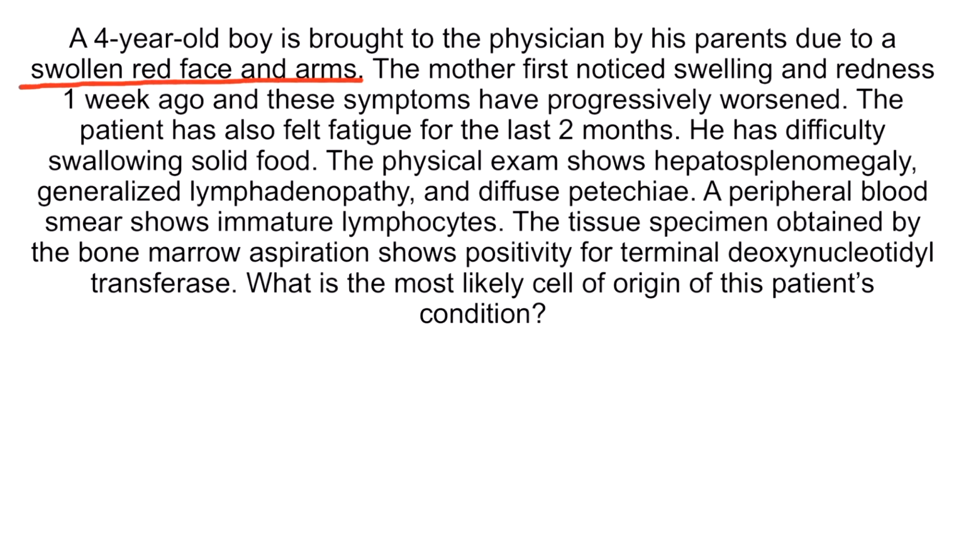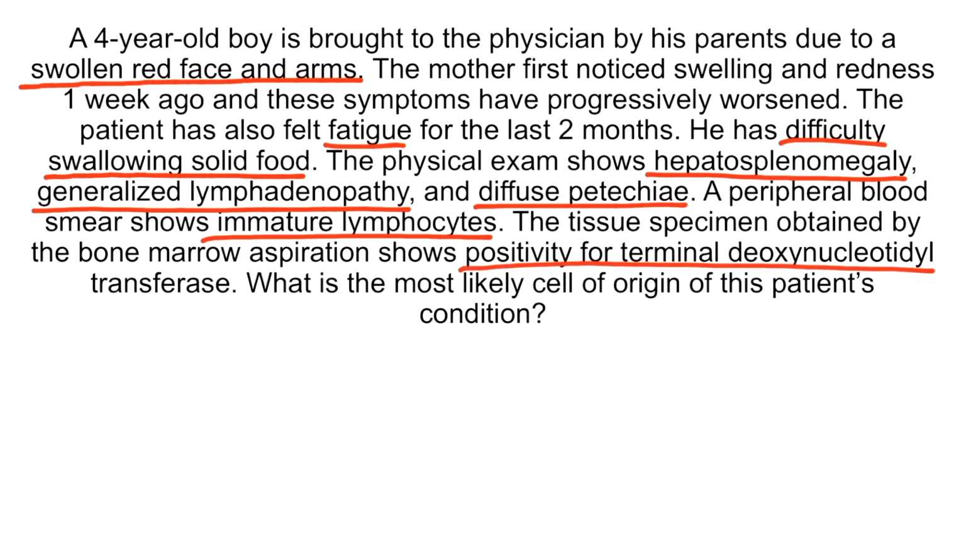All right, this patient is presenting with a swollen red face and arms. This is consistent with a diagnosis of superior vena cava syndrome. He's had difficulty swallowing solid food, which is suggestive of esophageal compression. Additionally, he has fatigue, hepatosplenomegaly, generalized lymphadenopathy, and diffuse petechiae. A blood smear shows immature lymphocytes, and the tissue specimen is positive for TDT. So this is a classic description of acute lymphoblastic leukemia.